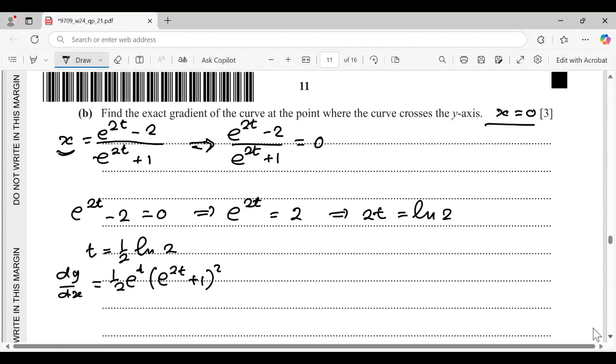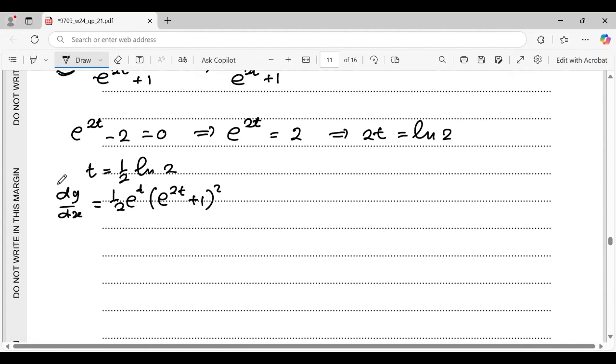So you're going to find the gradient through this derivative. Now substitute this information, t equals 1/2 ln 2, into this derivative. So it becomes 1/2 e to the power 1/2 ln 2 times e to the power 2 times 1/2, which is 1. So this is (ln 2 + 1) squared.